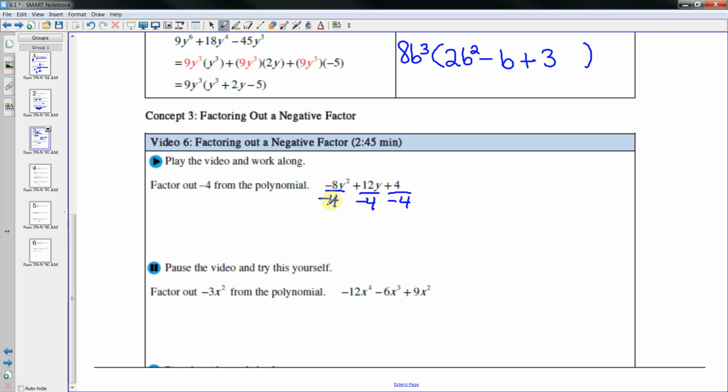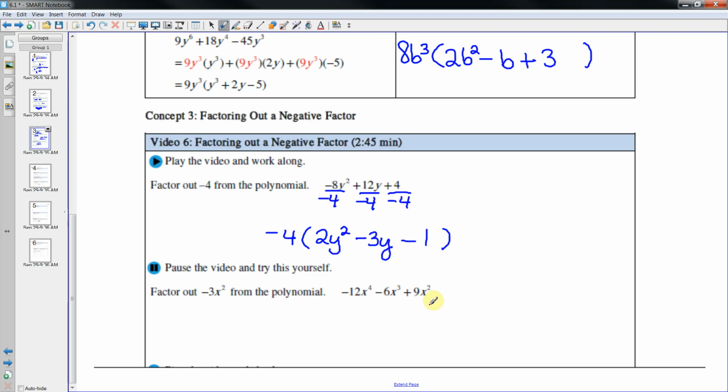And since I have a negative for my first term, I'm going to take out that negative with it. So negative 4 is going to come in front. Negative 8 divided by negative 4 gives me positive 2y squared. 12 divided by negative 4 gives me negative 3, and then I still have the y. 4 divided by negative 4 is negative 1.